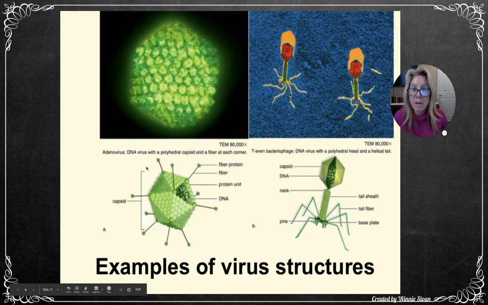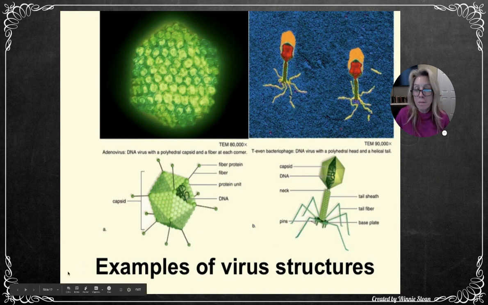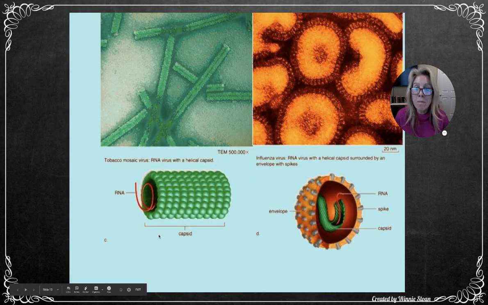This is the adenovirus. You can see right here, it's got the outer capsid. It's a DNA virus on the inside. We've talked about a bacteriophage before. You can see the capsid and the nucleic acid inside. Remember, bacteriophages infect bacteria. Here's that tobacco mosaic virus. It's an RNA virus with its protein capsid.